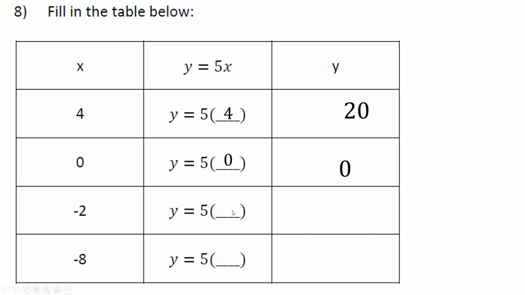I put a negative 2 in here. 5 times negative 2 is negative 10. I put a negative 8 in here. 5 times negative 8 is negative 40. All right, we're going to keep going.